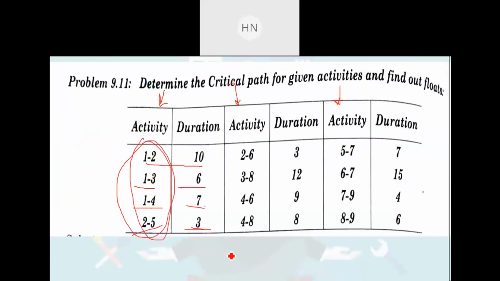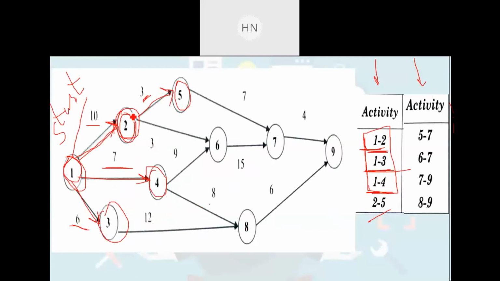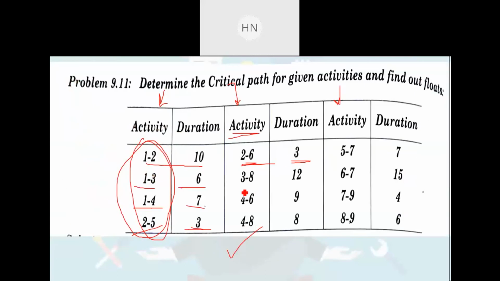Now we need to move to the second column. This activity is 2 to 6, and the duration is 3 days. So we need to look for the second number event. This is event number 2, and from the same event number 2, one more activity is coming out, that is 2 to 6, and the duration is 3 days, right? After that, activity 3 to 8 and the duration is 12.